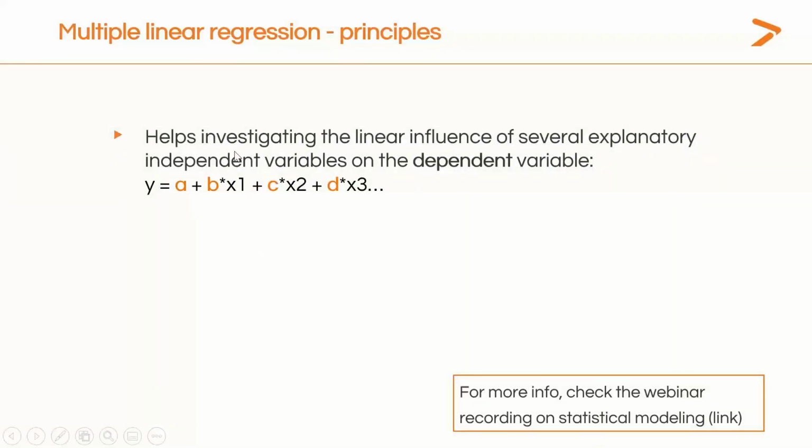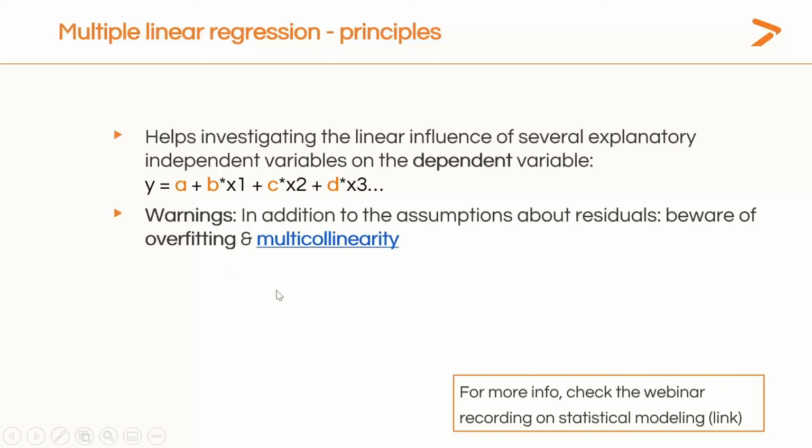What is multiple linear regression? This is a method that helps investigate the linear influence of several explanatory independent variables on the dependent variable, which is quantitative. Okay, so instead of having y equals a plus bx, we have y equals a plus bx1 plus cx2 plus dx3. x1, x2, and x3 are 3 different variables.